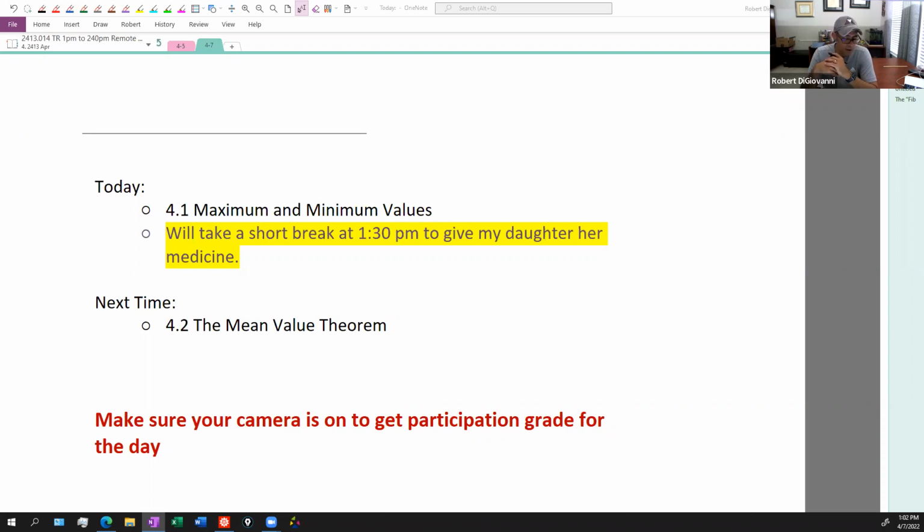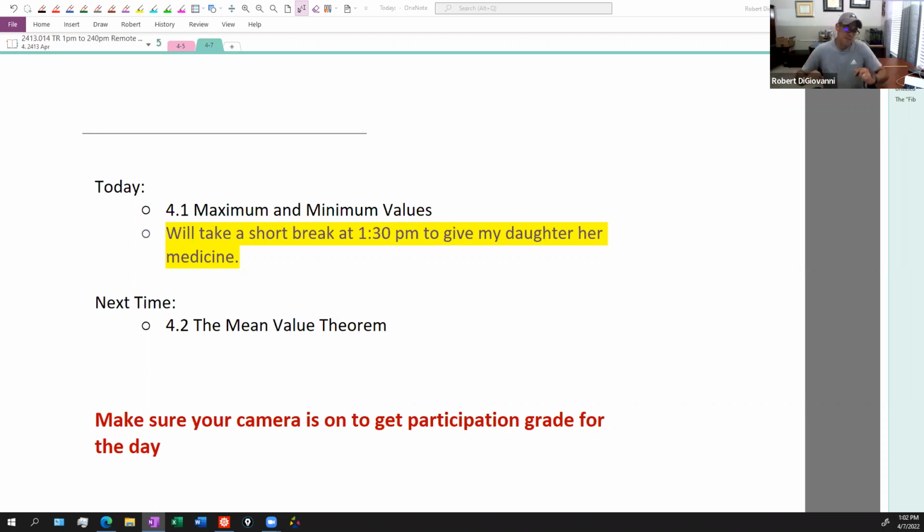And then next time we'll be covering 4.2, the mean value theorem. So any questions first over any of the homework, anything you want me to do, any problems you want me to show you? Y'all are good? No quiz today, so I'm hoping you did all your homework, or at least you'll get it done this weekend.